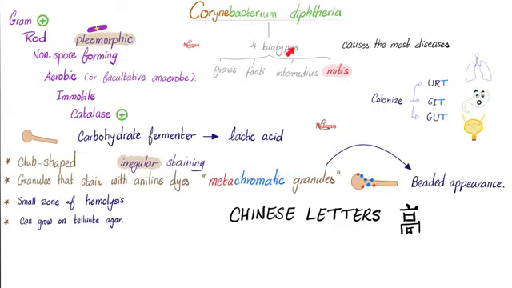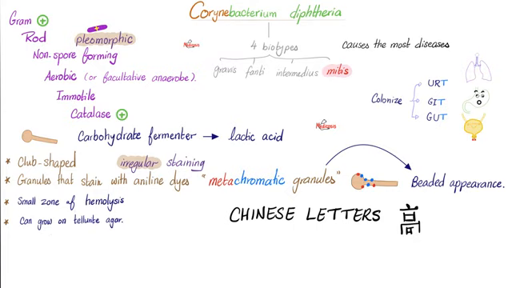Corynebacterium diphtheriae has four biotypes. The most clinically significant is mitis. It is very irregular, pleomorphic, different shapes, always changing, irregular staining, granules with different colors. Everything is different, everything is changing. Club-shaped, small zone of hemolysis, and they grow on tellurite agar. This is how you culture them.